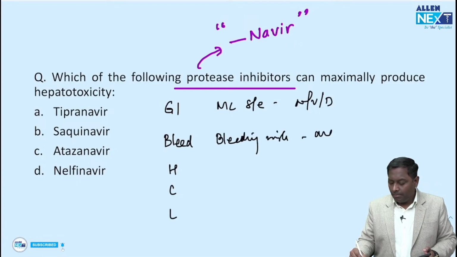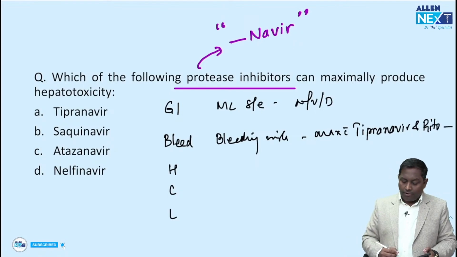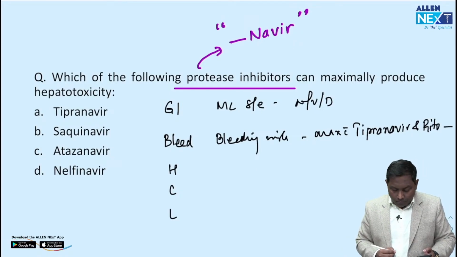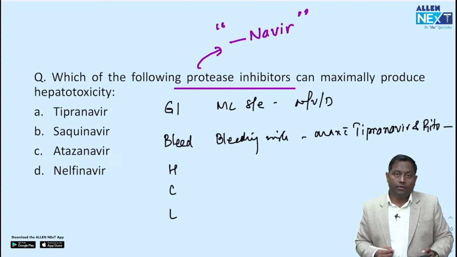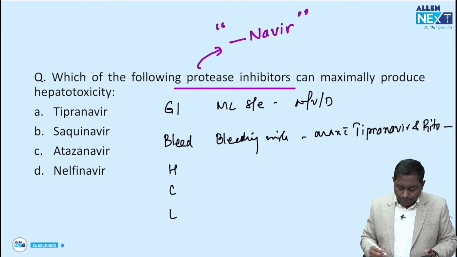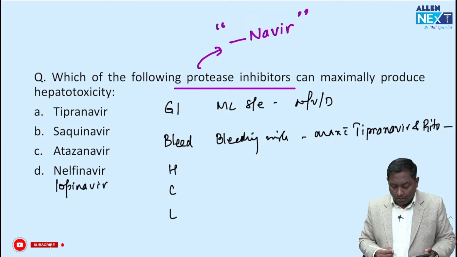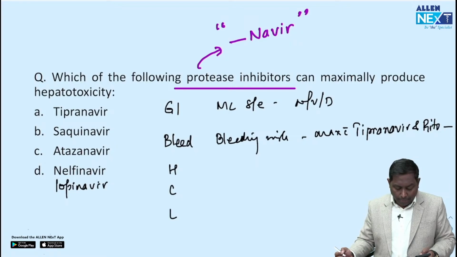Bleeding risk that is going to be maximally with your tipranavir and ritonavir in the same order. Tipranavir and ritonavir in the same option. Okay. Was there a history of headache also and confusions? Is there some CNS effect in the patient in this one? Even if the option is having, let's say, lopinavir, is this option correct? Tipranavir, saquinavir, atazanavir, nelfinavir, lopinavir, will there be only four of them?